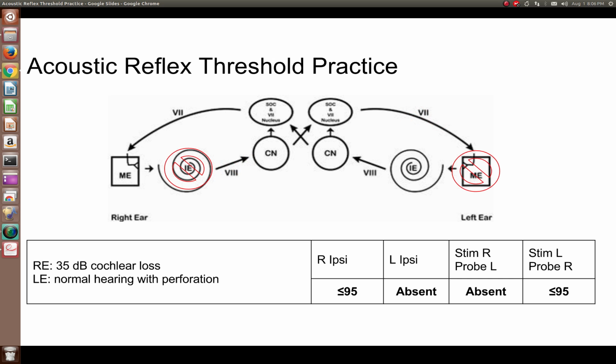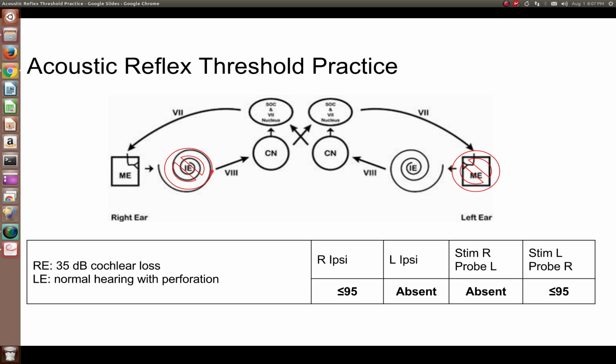Now we've got a 35 dB cochlear loss in the right ear, and they've got a middle ear problem in the left ear. It's just a TM perforation. So let's start with right ipsi. Right ipsi, we have a normal reflex. Why do we have normal reflex? We go from middle ear to cochlear nucleus, SOC, back to facial nerve on the right, back to middle ear.